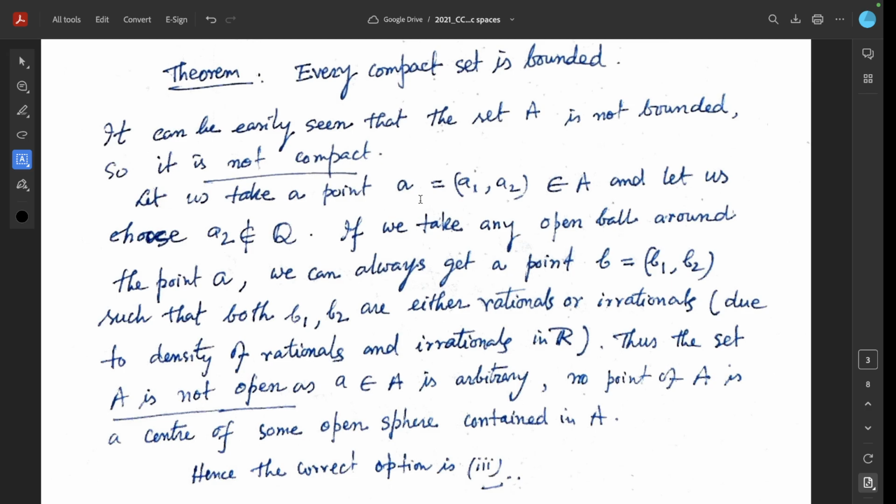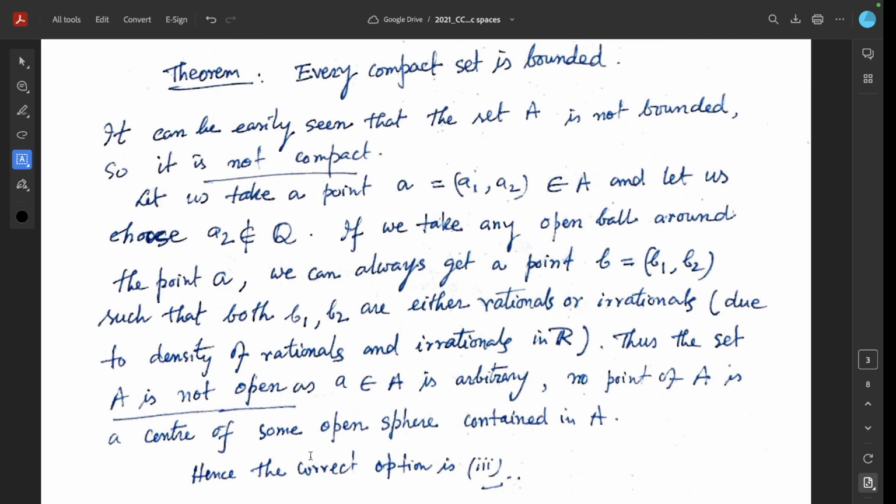Let us take a point a = (a1, a2) belonging to the set A. Let us choose a2 not equal to Q, so a2 is irrational. If we take any open ball around the point a, we can always get a point b = (b1, b2) such that both b1, b2 are either rational or irrational, due to the density property of rationals and irrationals in R. Thus, the set A is not open, as this point a belonging to A is arbitrary.